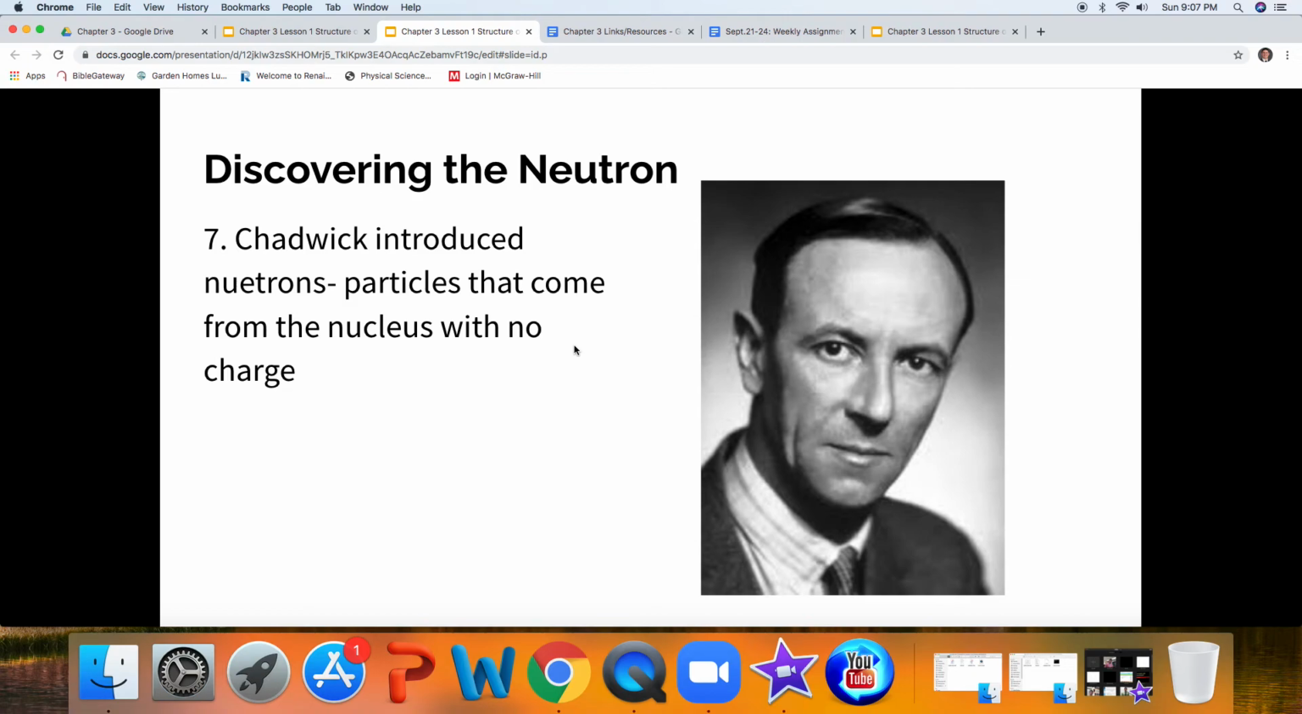Chadwick experimented with these new particles and found that, unlike electrons, the paths of these particles were not affected by the electric field. To explain this observation, he said that these particles came from the nucleus and had no charge. Chadwick called these uncharged particles neutrons. His proton-neutron model of the atomic nucleus is still accepted today.